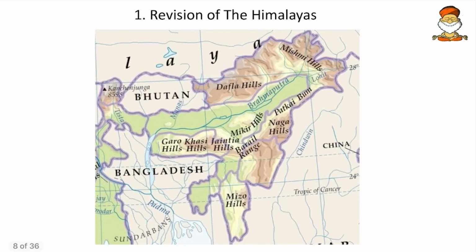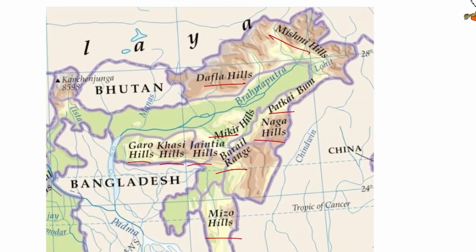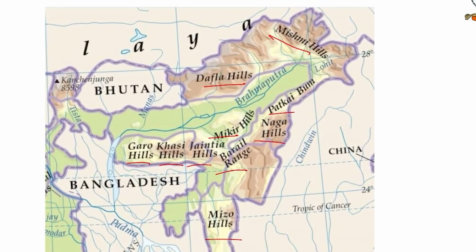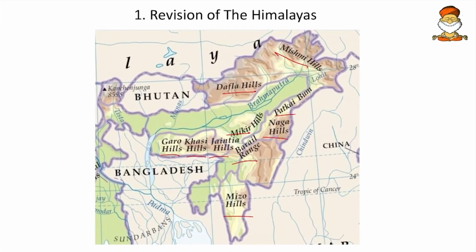And then here in the northeast, we have to make sure that we arrange the mountain ranges from north to south if they are given. So Mishmi northmost, and then Dafla, and then Patkai Bum, and then the Mikir and Naga Hills, and then the Garo, Khasi and Jaintia and Barail range, and then comes the Mizo Hills. So friends, here the mountain range is also connected to the tribes that are living there. Like Mishmi tribes, they are located in the Mishmi Hill ranges. So likewise, we will link and remember.